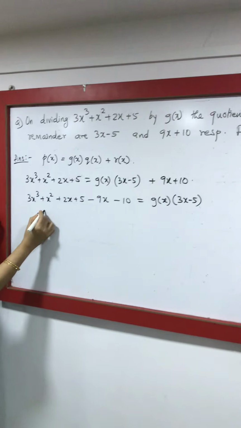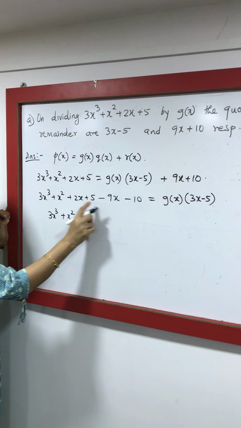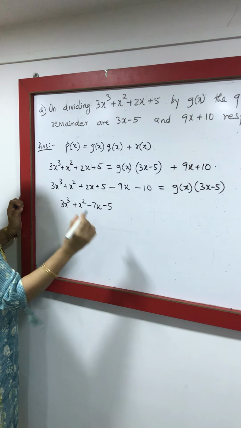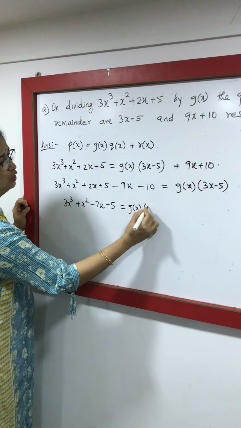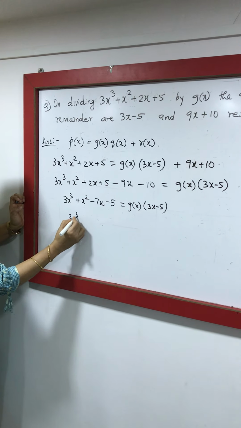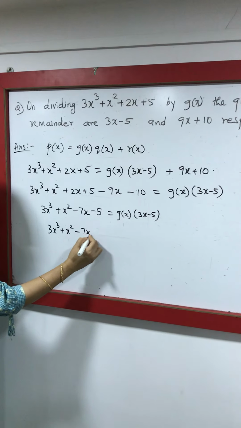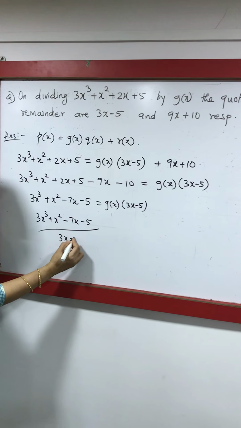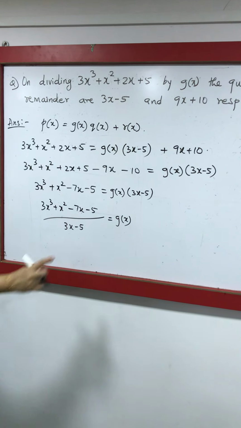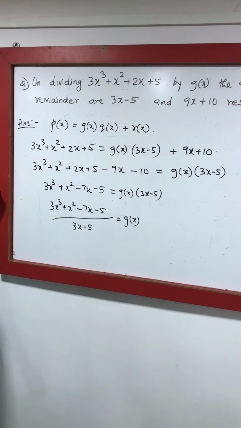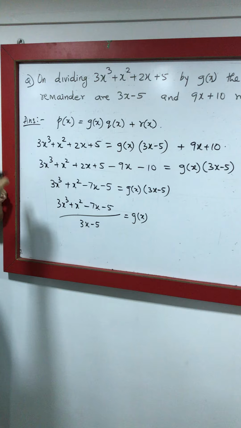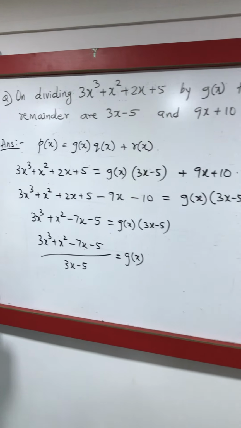So this is 3x cube plus x square. This is subtracted, so minus 7x, and when I subtract this, this is negative 5. This is gx into 3x minus 5. To find gx, we are going to divide this by 3x minus 5, and that will give us gx. Now to find gx, we have to do division algorithm. So I will rub off this calculation and show the division algorithm.